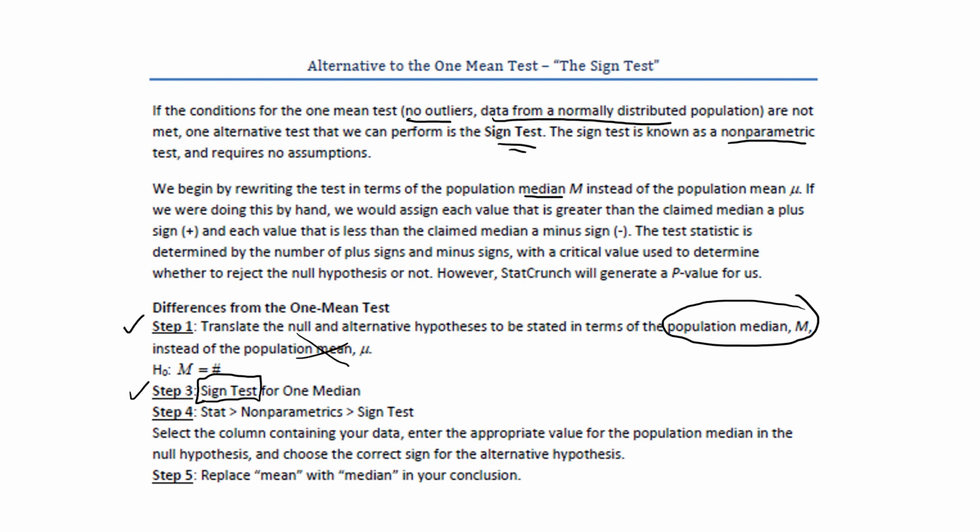When you get in there, you'll select the column that contains your data. You'll enter the appropriate value for the population median and the null hypothesis, and you'll pick the right sign for the alternative hypothesis, just like the one mean test. Finally, when we get to the conclusion in step 5, every place where you would have written the word mean, you'll replace it with the word median. Let's take a look at an example.